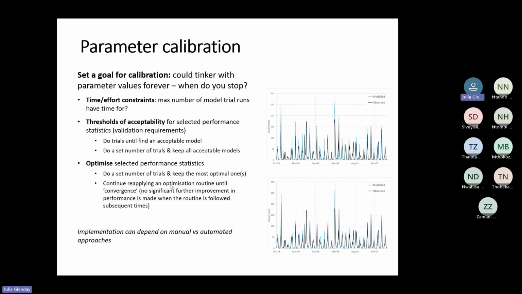Then there's also setting a goal for your calibration in terms of validation. Sometimes it's just the number of trials you have time for, or you work until you reach a threshold of acceptability, or you do an optimization run with a certain number of runs. Again, that's a time and effort constraint as well.